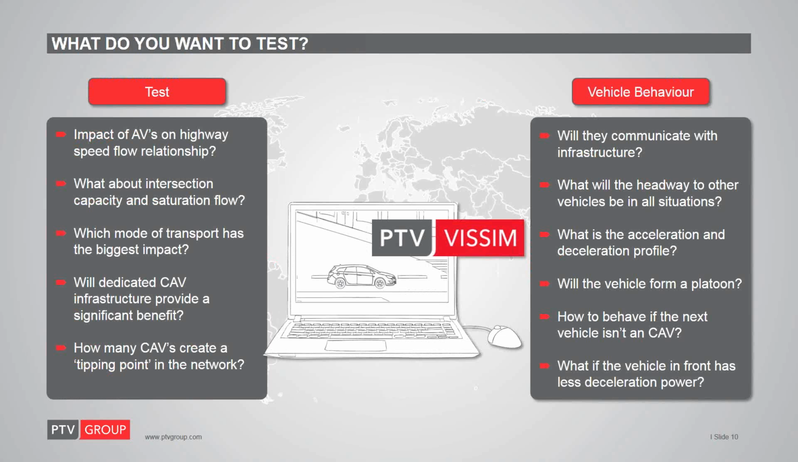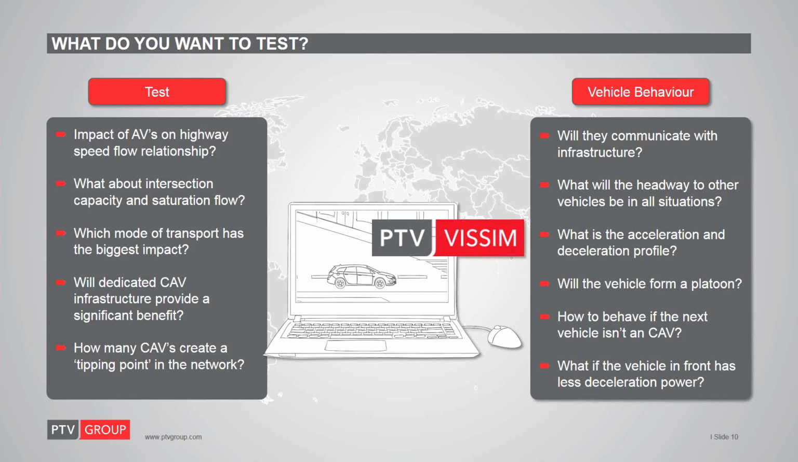A key characteristic for CAV modelling is making sure you know what you want to test so that you can make sure the model replicates the types of behaviours you want it to and provides the answers to the questions that you're asking. It might be that you want to test what impact CAVs will have on the speed-flow relationship of an expressway or the capacity at an intersection, or to support future infrastructure design. All of these tests can be done in Vissim, but it's also important to then consider how the CAV will drive and operate in those conditions.